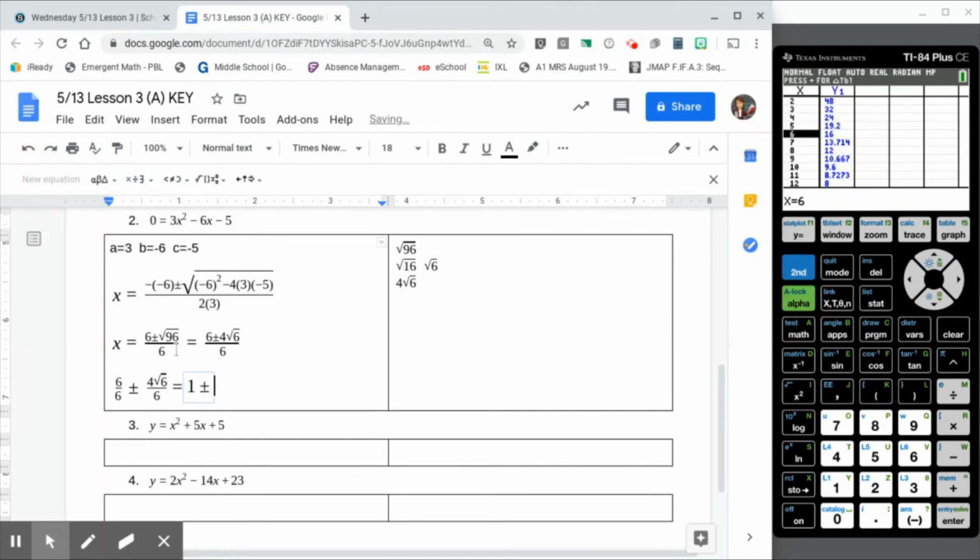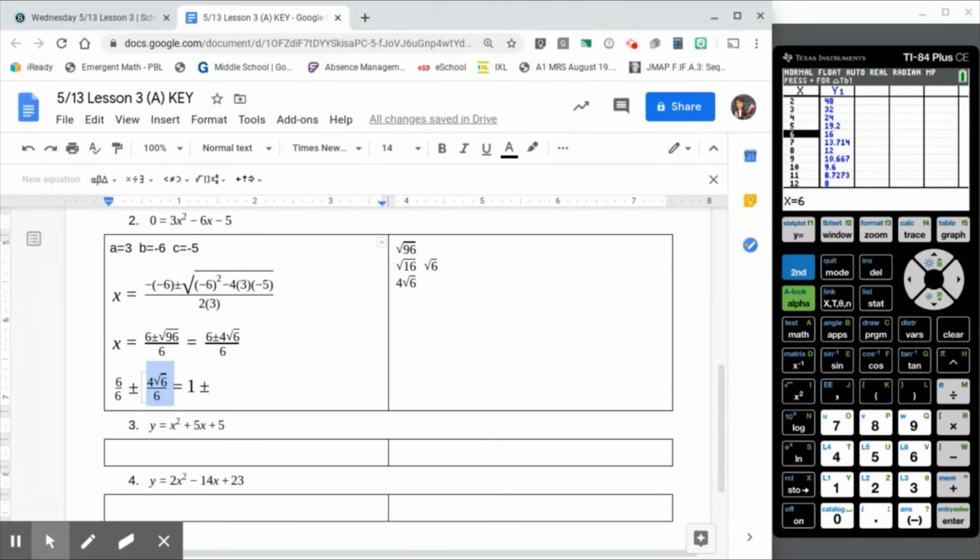Now, when we look at this expression right here, we do not touch radical 6. We do not touch it at all. We have 4 over 6. Now, 4 over 6 doesn't simplify nicely, but you can simplify it into a reduced fraction.